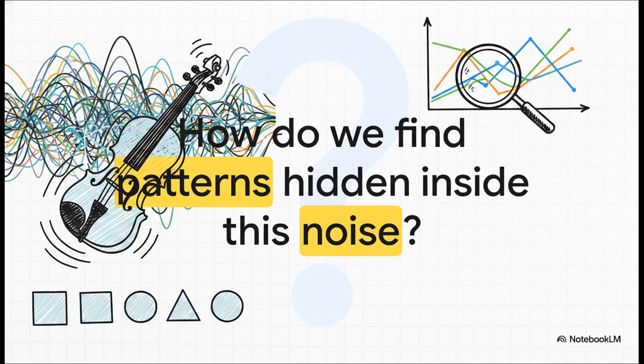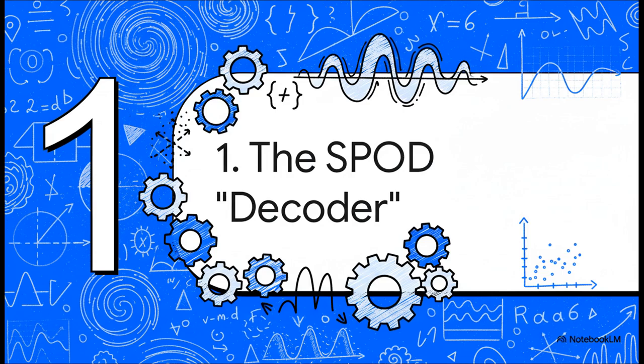Is there a way to reach into that mess and pull out the most important, the most fundamental structures that are hiding in there? It's kind of like trying to hear a single violin in a completely chaotic orchestra. To do that, we need a very special kind of tool. You can think of it as a mathematical decoder, one that's been specifically designed to find the real signal hiding inside all of that spatial and temporal noise. And that decoder? It's called SPOD.